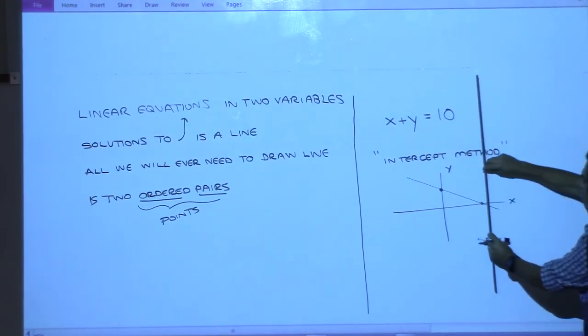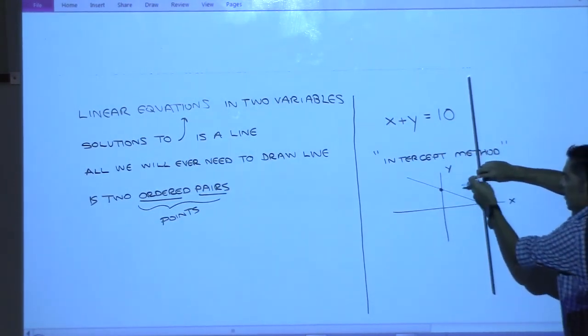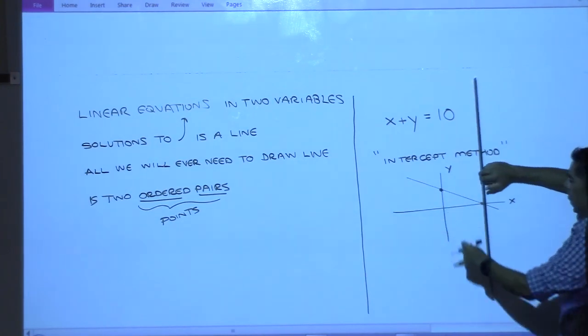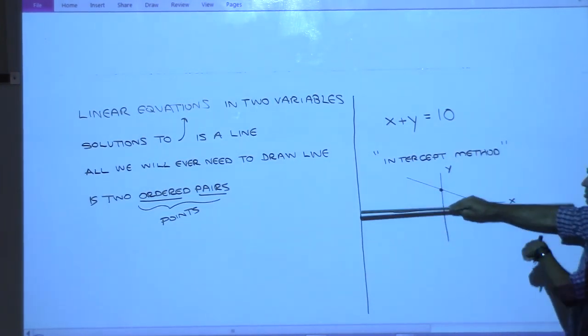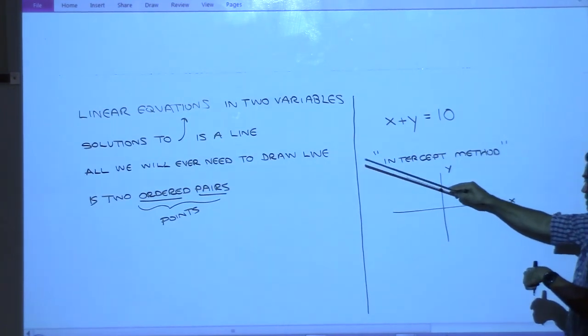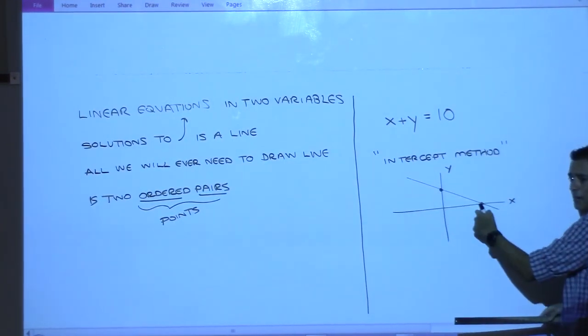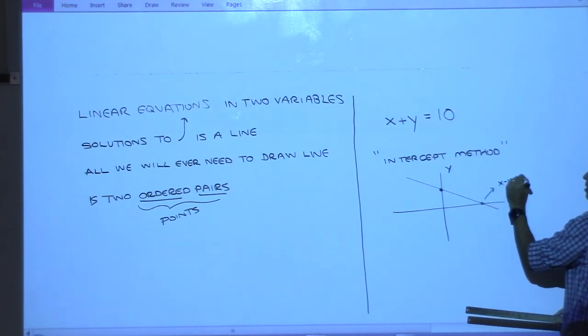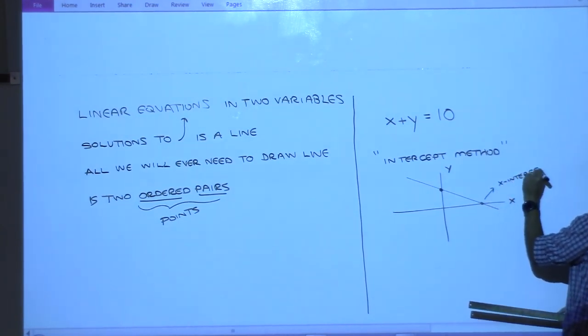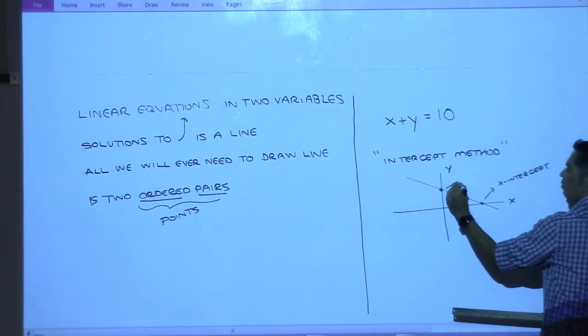Do y'all see if it's straight up and down, it would hit the x but not the y? Or if it's flat like this, it would hit the y but not the x. Okay, so as long as there's some sort of tilt, then it has to hit the y and the x somewhere. This one is called the x-intercept. And of course, this one is called the y-intercept.